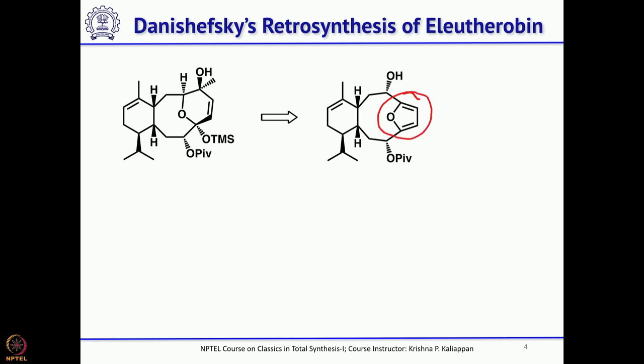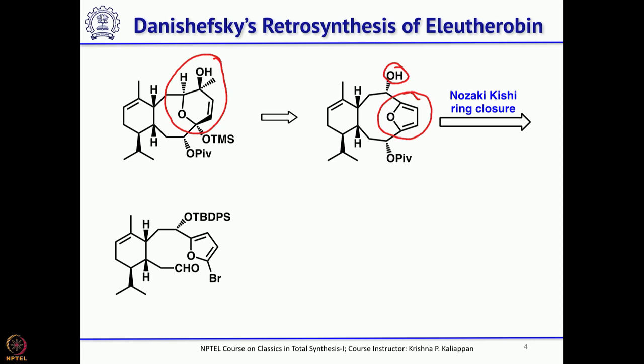Here, using this hydroxyl group, an epoxidation of one of the double bonds of the furan followed by the rearrangement, one can easily get this 6-membered pyranose ring. That was the second key reaction. And the third key reaction is the intramolecular Nozaki-Hiyama-Kishi ring closure reaction between the bromofuran and this aldehyde to form the 10-membered ring.